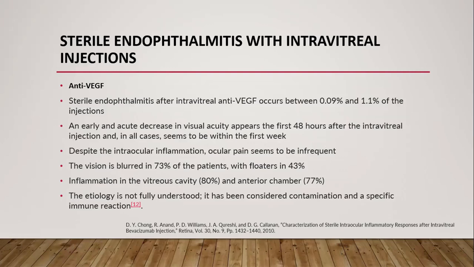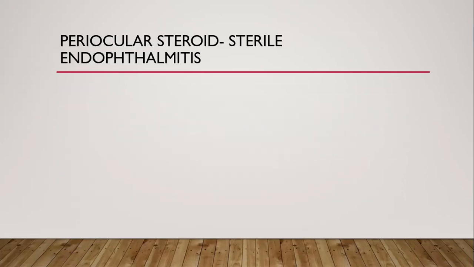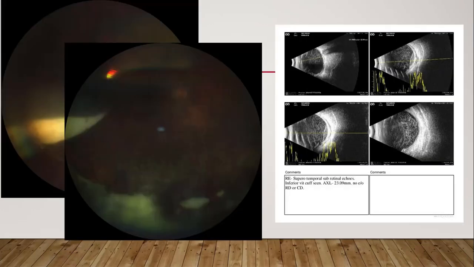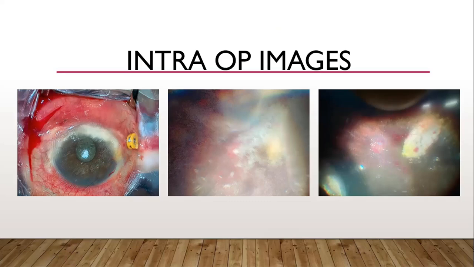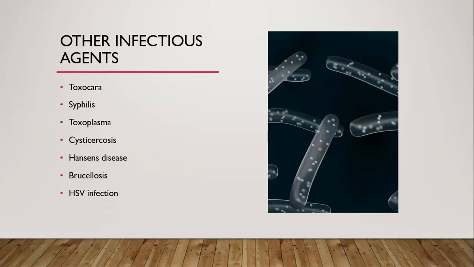So anti-VEGF also can cause sterile endophthalmitis. As per literature, 0.09 to 1% of injections can have this, and it presents very early, within 48 hours. So we had a recently referred case of PST from a surgeon who, while giving PST, the patient moved their eyes and the drug entered inside the eye, and it presented with a hypopyon uveitis sort of picture with the AC having the drug, and we surgically operated.